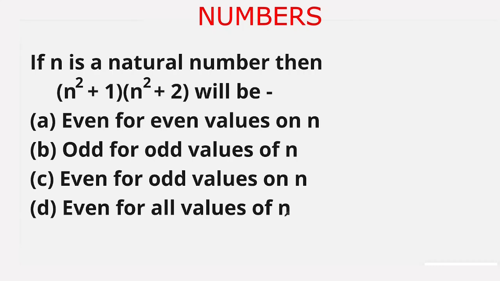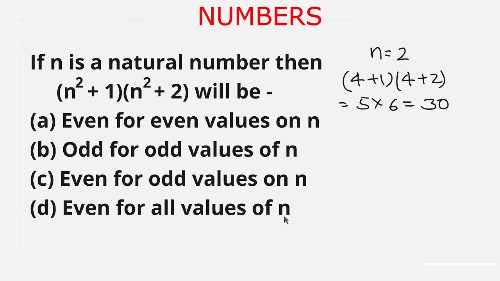Now I will solve this question for your better understanding by giving values to n. When n equals 2, which is even, then n square plus 1 is 2 square, which is 4, plus 1, and in the second bracket it will be 4 plus 2. So this will be 5 multiplied by 6, which is 30, which is even.